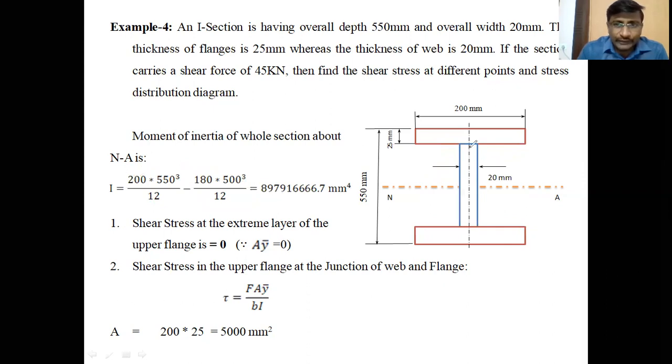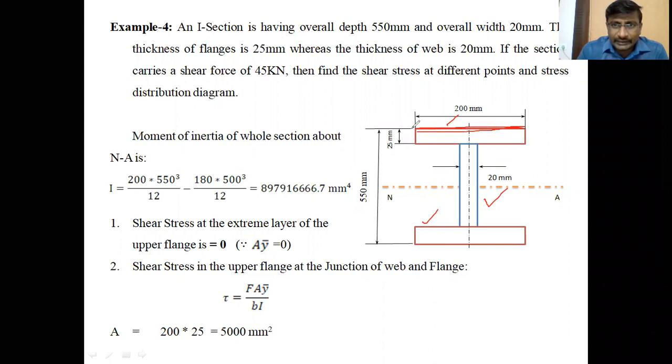After getting the moment of inertia of this I section, one by one we are going to find the shear stress at different locations. Number one is shear stress at the extreme layer of the upper flange. This is the upper flange, this is the bottom flange, this is the web. The extreme layer of the upper flange means at this place. How much shear stress will be developed at this layer? So how to know this?